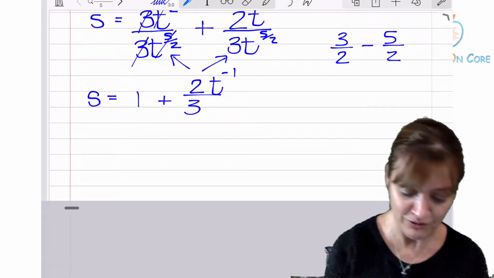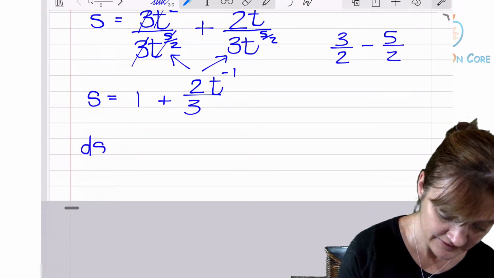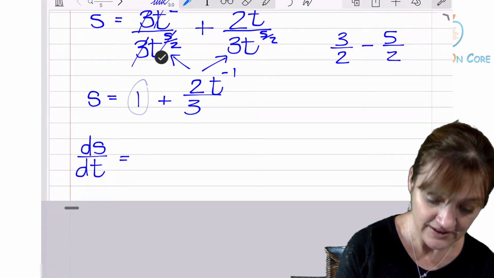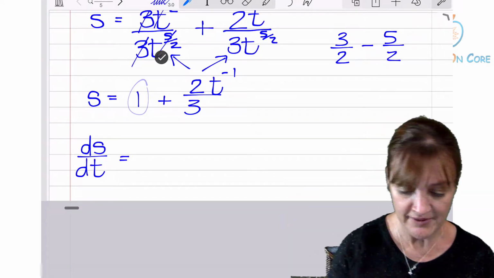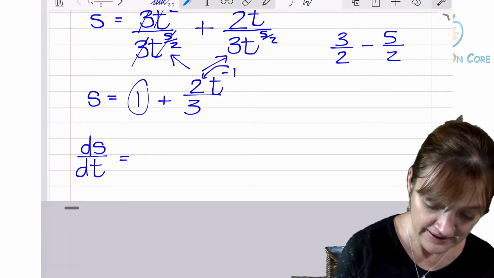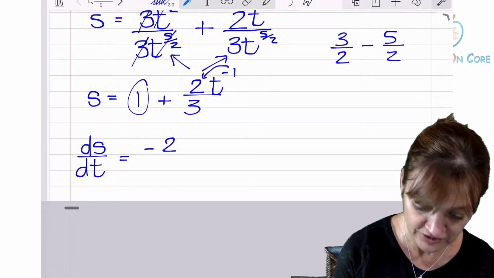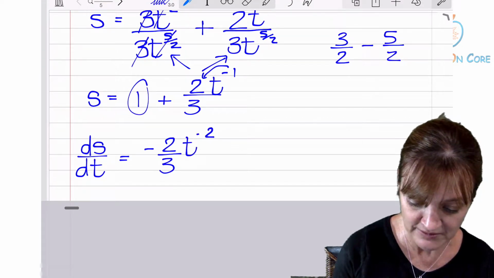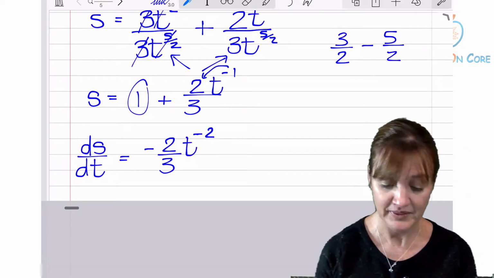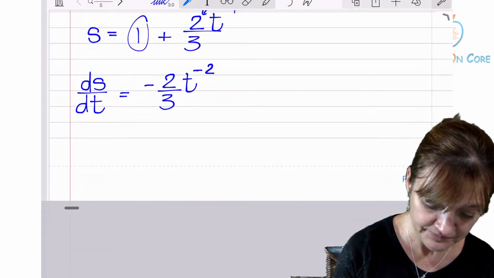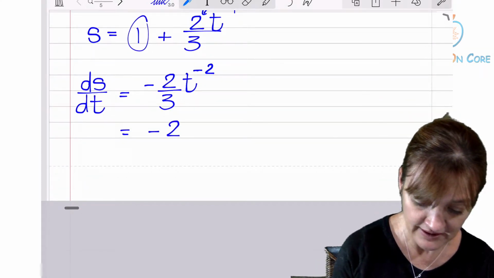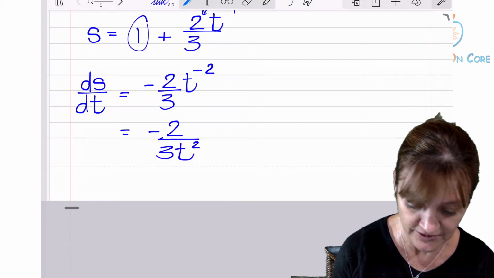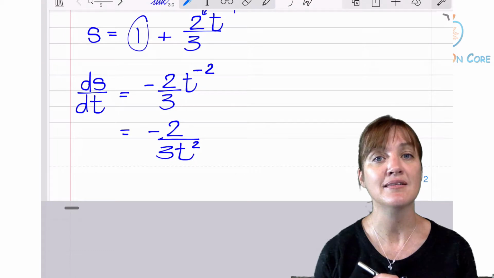Now that it's in that form, let's find the derivative. So the derivative of s in terms of t is as follows. Constant term, goodbye. Negative 1 multiplies by your 2, so therefore it's negative 2 over 3t, and then we subtract 1 from the exponent, so we're getting negative 2. Obviously, last step, I don't want you to leave your exponent as negative, so we bring it down to the denominator and we make it positive.